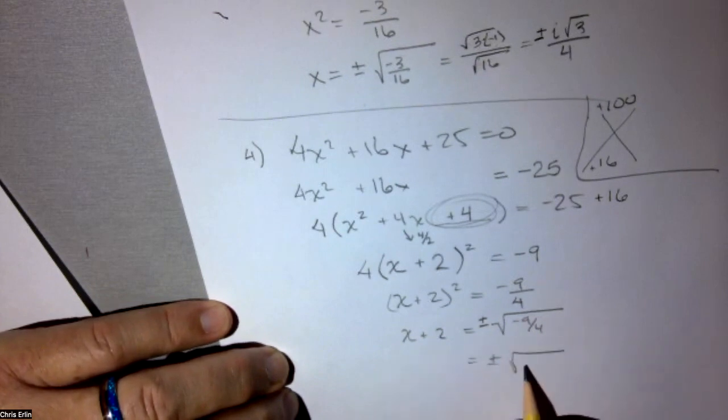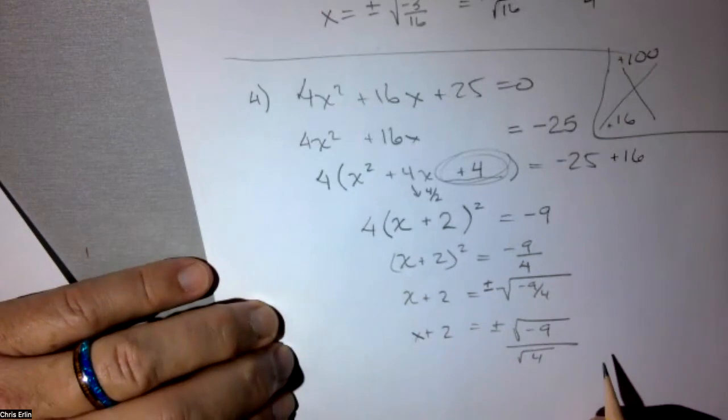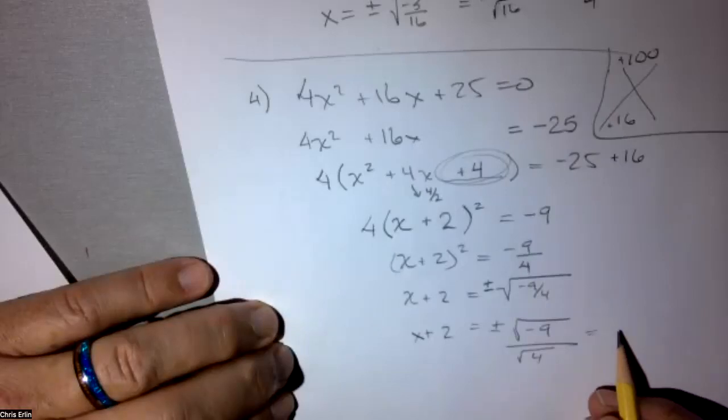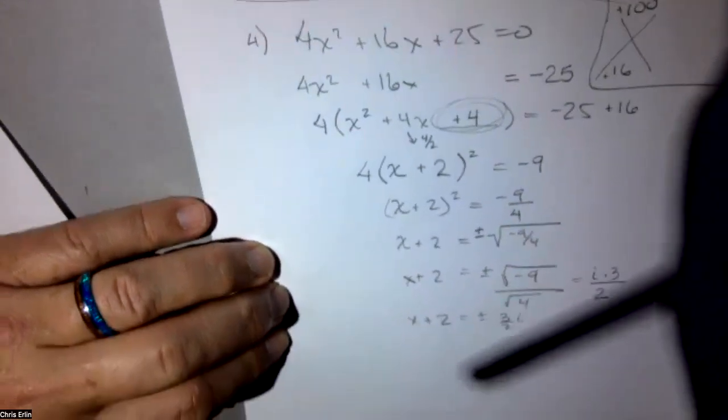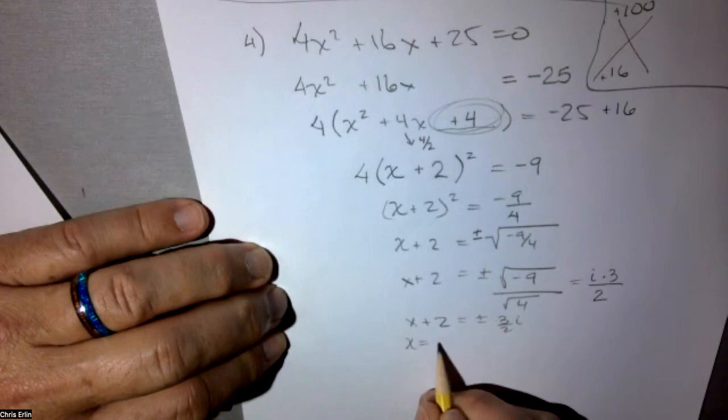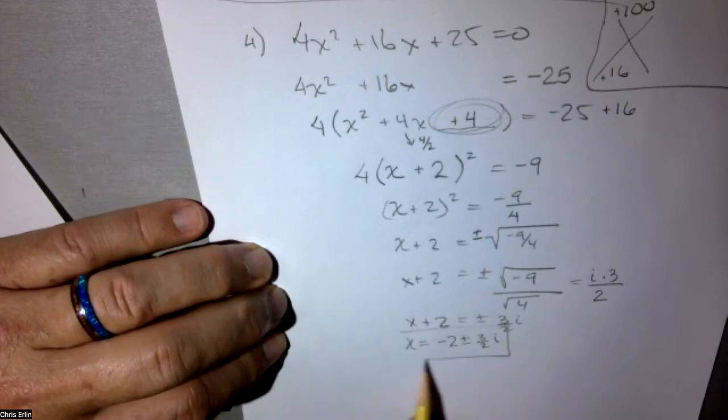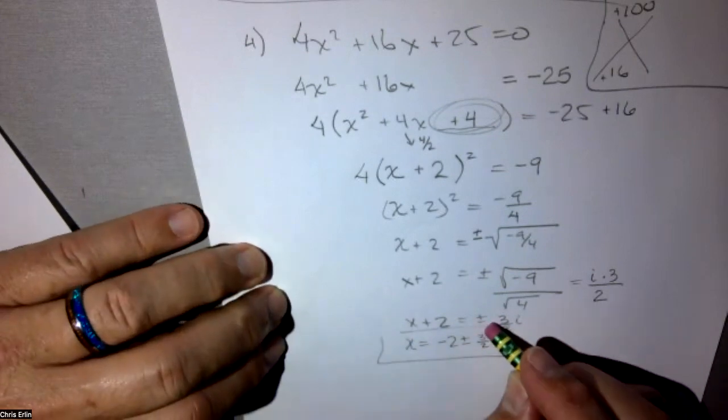Let's see, plus or minus, that's the same as the square root of negative 9 over the square root of 4. Well, this is going to have 3 times 3 times negative 1. So I can treat this as i times 3. And this is going to be the square root of 2 times 2, which is 2. So now I've got x plus 2 equals plus or minus 3 halves i, and I need to isolate x. So I'm going to subtract 2 from both sides. x equals negative 2 plus or minus 3 halves i.